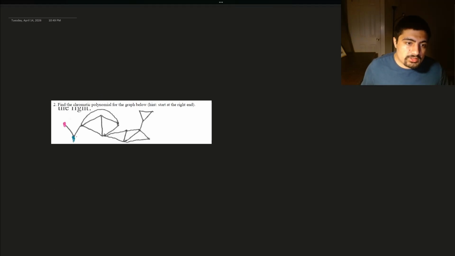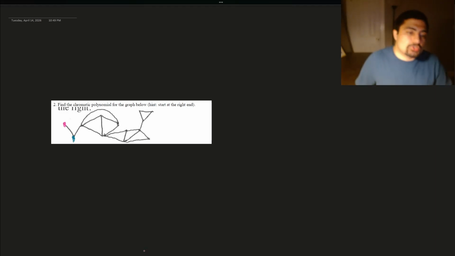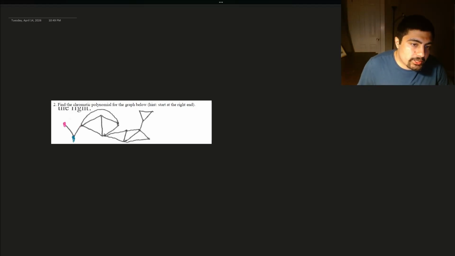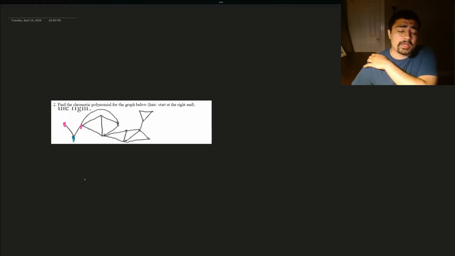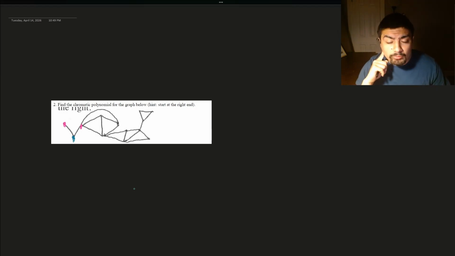Now this next vertex cannot be blue because it's adjacent to this blue vertex. So we're going to have to go with another choice, and we're trying to use the minimum number of colors we can to complete this problem. So we can go with pink again. Now we have a bunch of new points. The chromatic polynomial is basically about the idea of how many possible colors I can choose here.